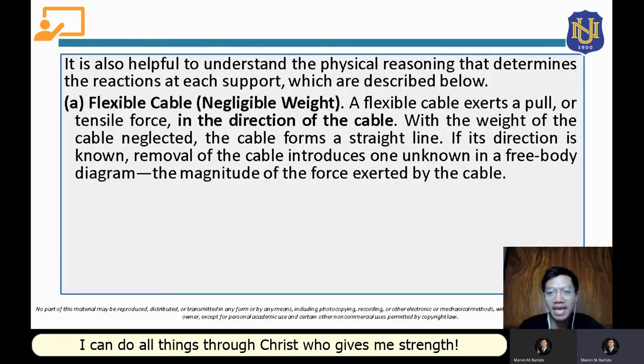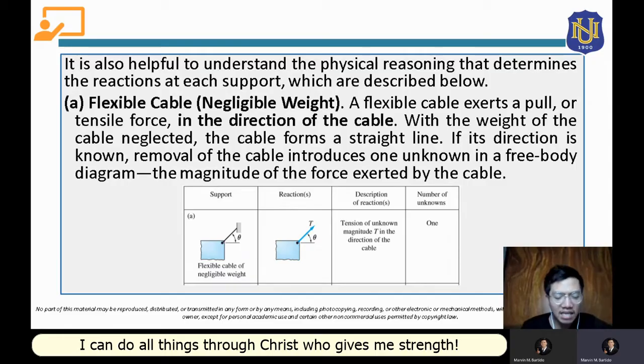So a flexible cable exerts a pull, or tensile force, in the direction of the cable. With the weight of the cable neglected, the cable forms a straight line. If its direction is known, removal of the cable introduces one unknown in a free body diagram: the magnitude of the force exerted by the cable.